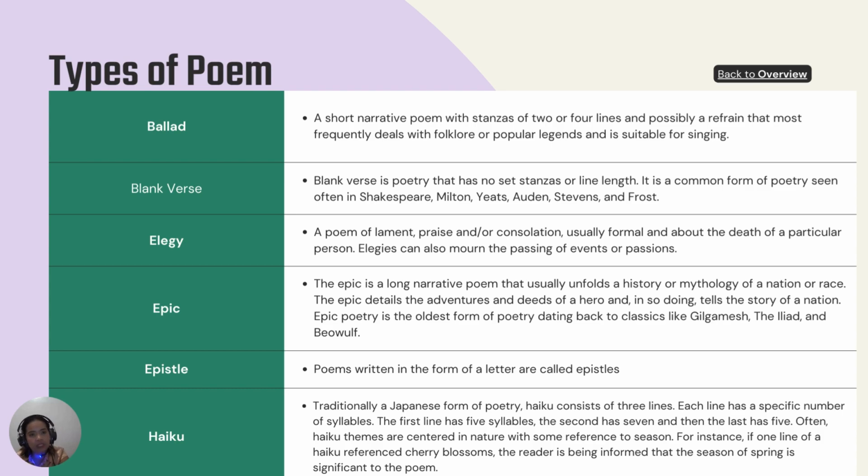Not only the theme, but also you need to look into the structure of how it was presented. Okay? And also the rhyming. So ballad, the first type of poem, is a short narrative poem wherein the stanzas of 2 or 4 lines possibly have a refrain.